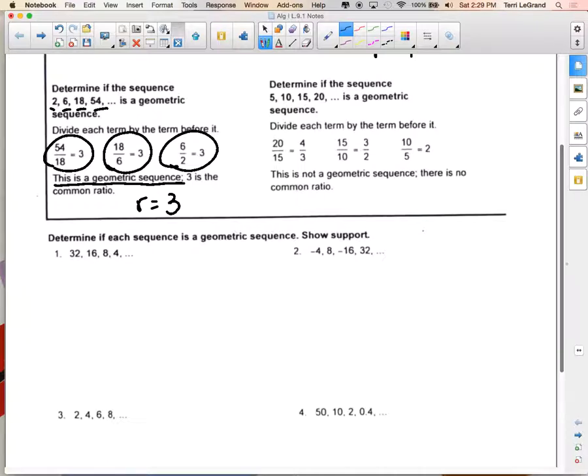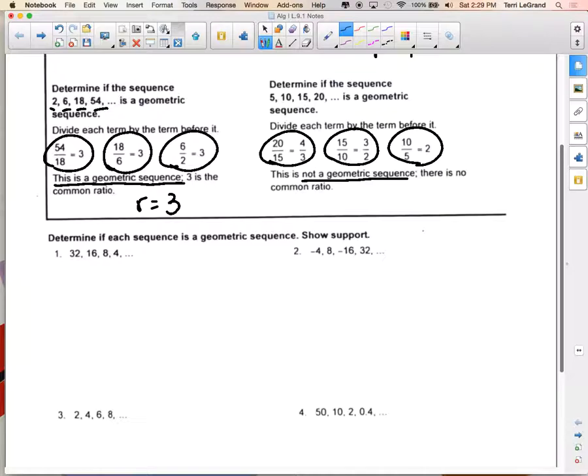Now our other one over here, it says determine if the sequence 5, 10, 15, 20 is a geometric sequence. Divide each term by the term before it. Again, they started at the end, divided 20 by 15, got 4/3. 15 got divided by the previous term, 10, got 3/2. It's already broken down. It is not geometric. And as they do the last one here, 10 divided by 5, now they get 2. So this is not a geometric sequence.